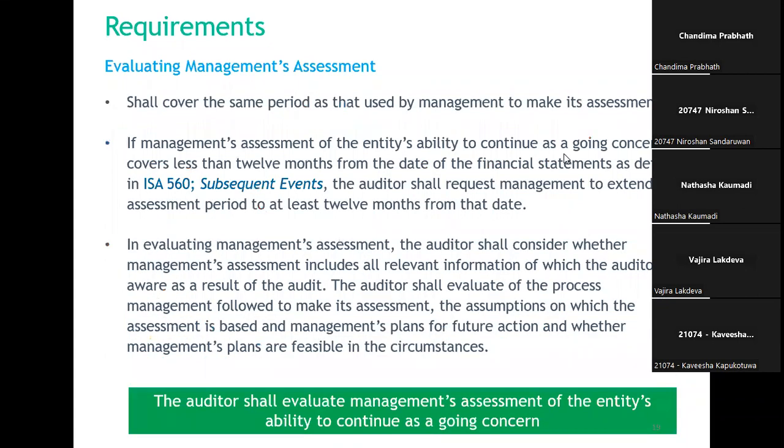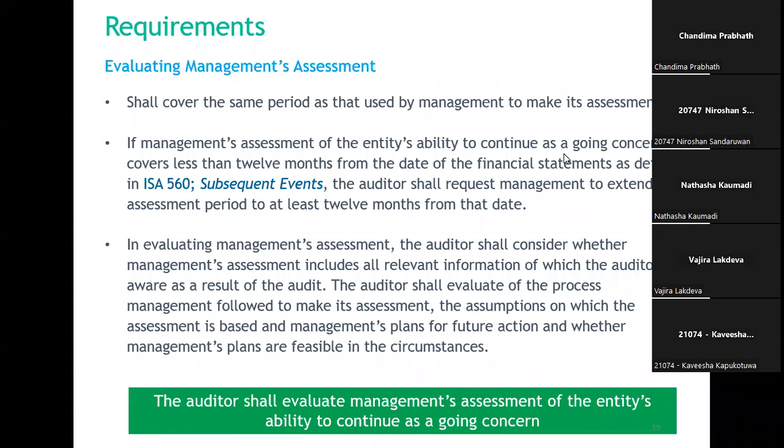Evaluating the management assessment shall cover the same period as that used by the management to make its assessment, which is 12 months from the date of the financial statement. If the management assessment of the entity's ability to continue as a going concern covers less than 12 months from the date of the financial statement, as defined in ISA 560, the auditor shall request management to extend it. So basically the minimum period required is 12 months. If they have given 6 months, then you have to ask for the 12 months period.